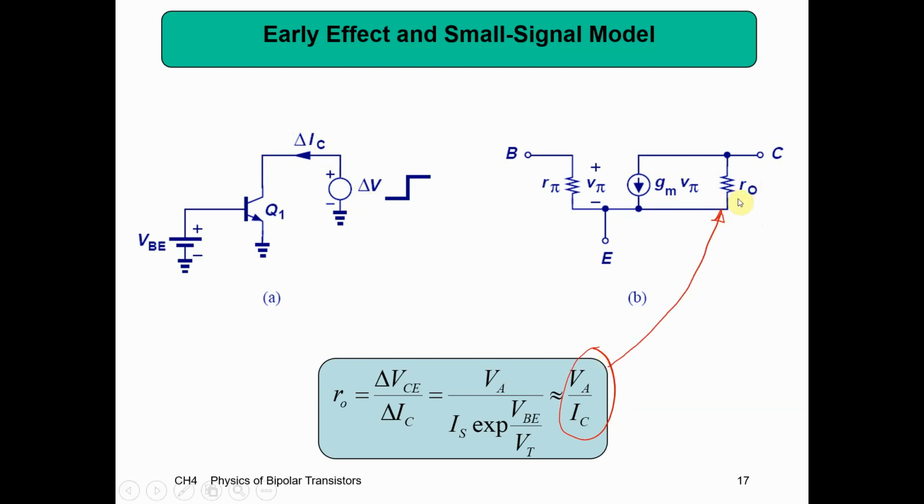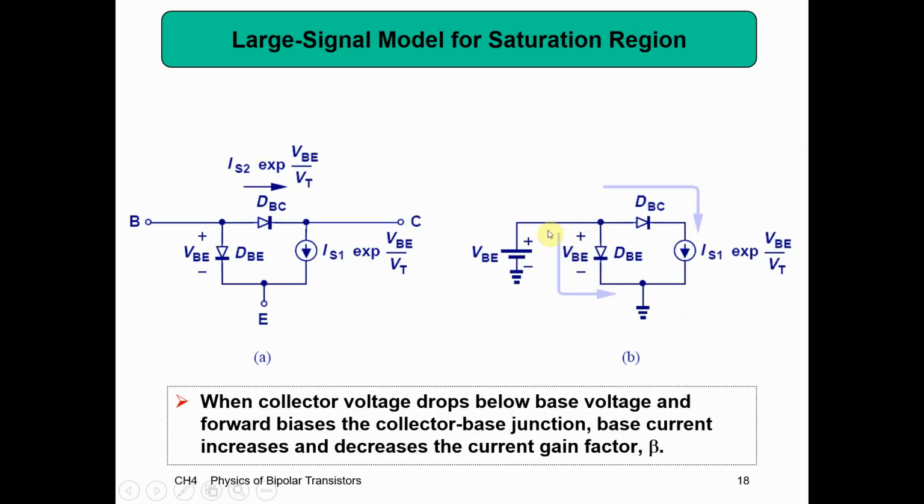So then I have a new RO, a little resistance that I put across this to take into account that early effect, or that slope in my current. So now my variables are the R pi, the GM, and the RO to get everything to work out. And now this is my small signal model that I can replace the transistor with. Okay, so now let's look at what happens when those voltages get too high.